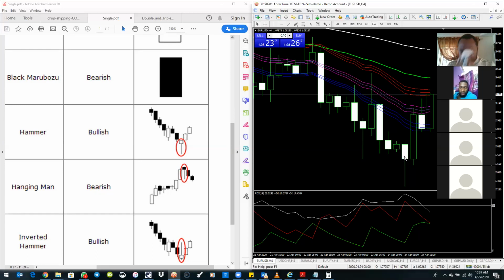Another thing about candlestick patterns is that the bigger the candle, the more powerful it's going to be. If you see a very small hammer, then it will have a very small effect in the market. If you see a very big hammer, then you can be rest assured that it will have a bigger effect in the market. Now, we have the next one, which is the hanging man.